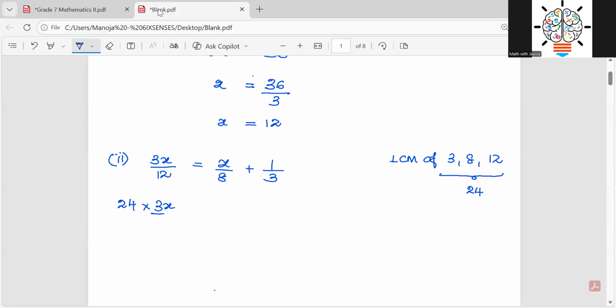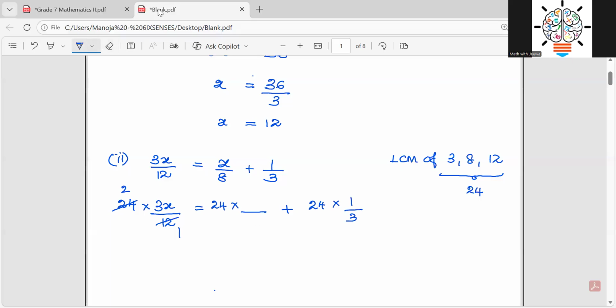Here it is 3x over 12. Then you write 24 times 3x over 12, and then you write 24 times 1 over 3. Like this. So then 12 times 2. Oh, here I made a mistake. This is not 12. This should be x over 8. 8 times 3, 3 times 8.